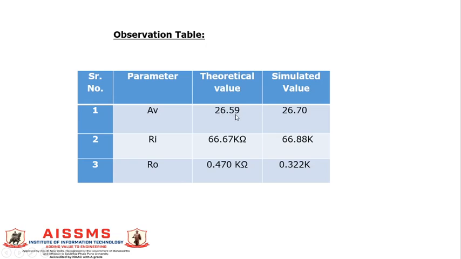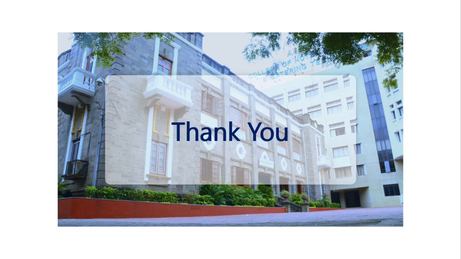If we compare the results with theoretical and simulated values, we get AV theoretically calculated as 26.59, and by simulation we have got 26.70. Input impedance theoretically is 66.67 k, and by simulation we have got 66.88 k. R0 theoretically is 0.470 kilo ohm, whereas by simulation we have got 0.322 kilo ohm. So this is how we have validated our theoretical values with the simulation values. Thank you.